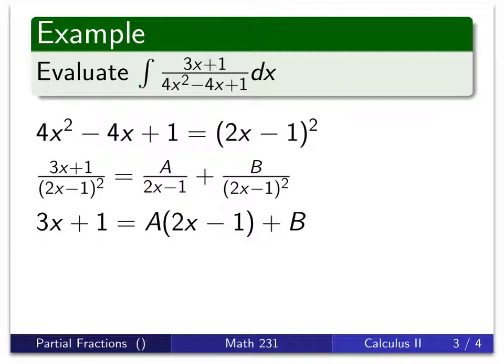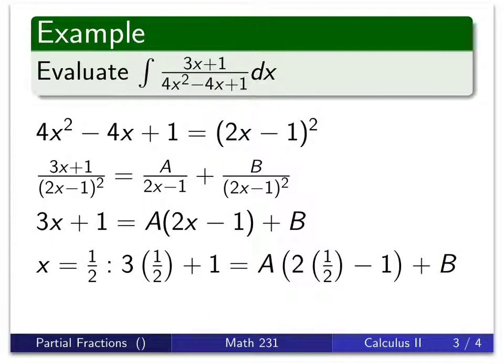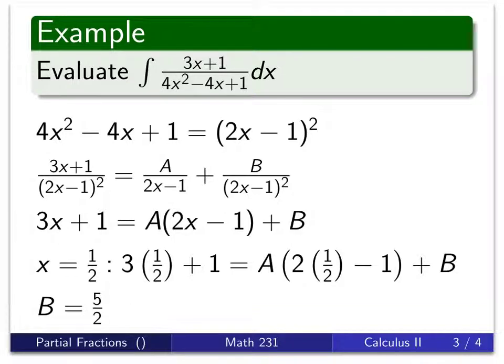I can choose a particular value of x that will eliminate this. If x is 1/2, 2x minus 1 becomes 0. So we choose x to be 1/2. 3 times 1/2 plus 1 is equal to 0 plus B. Well, if I work things out, that's 3 halves plus 1, which is 5 halves. That's 0, so B is equal to 5 halves.